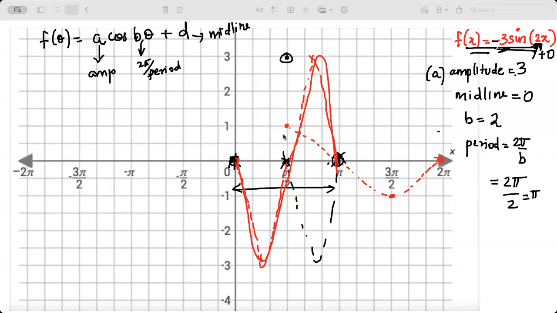You can erase all of this. You don't need the parent graph. You don't need any of those. Did you guys get it?